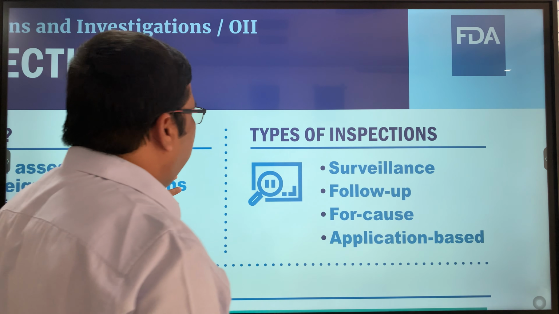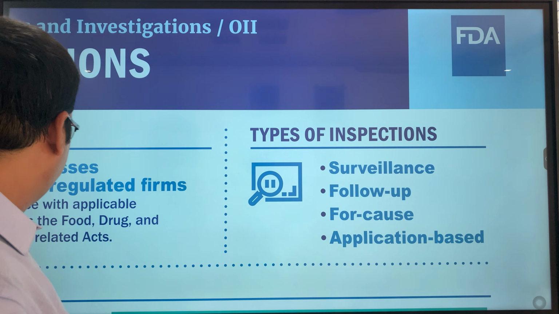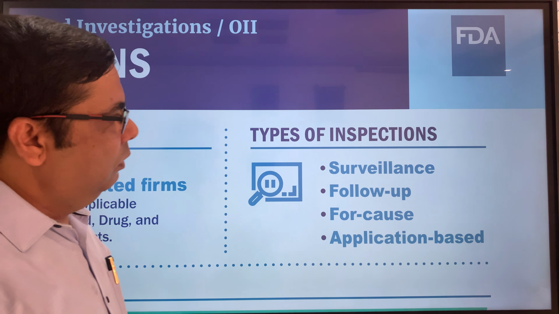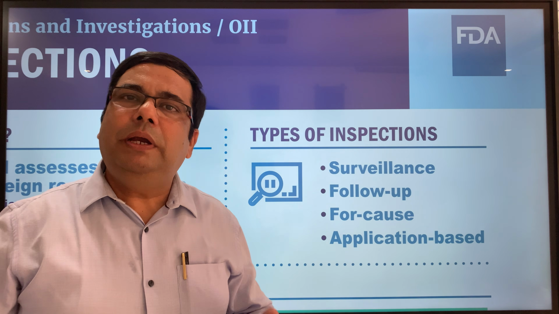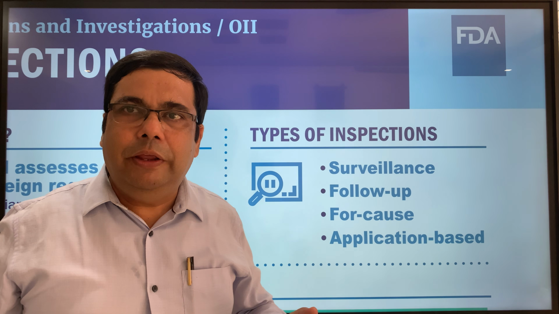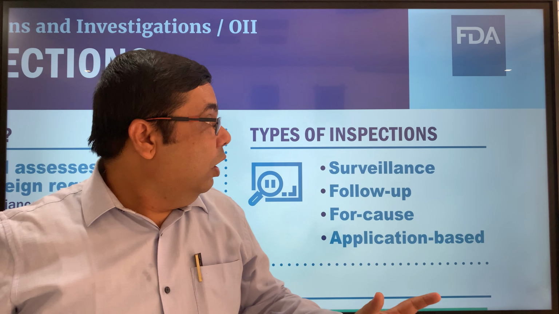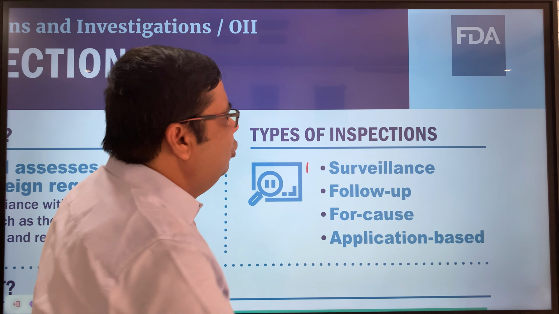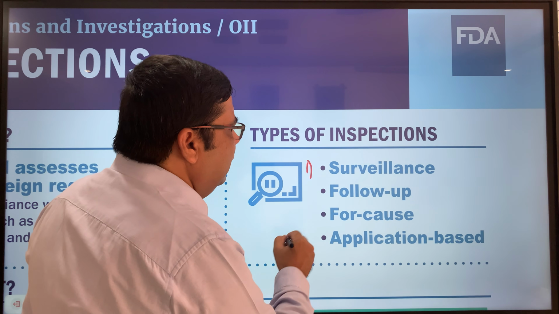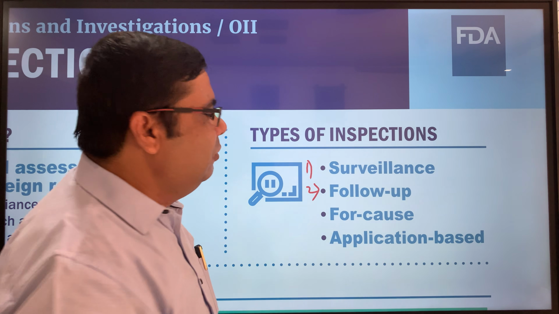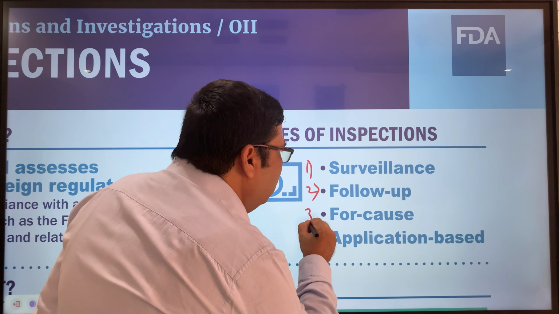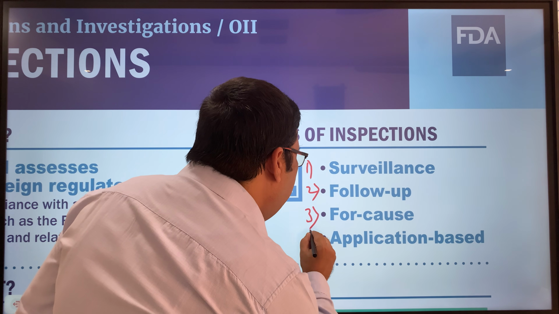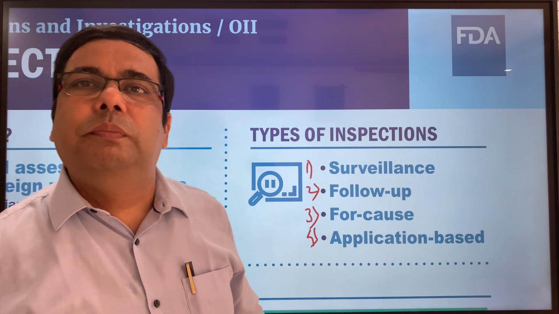Now, FDA has shared the different types of inspections. What are the different types of inspections? See, many people use multiple terminologies for the sake of business. But if you evaluate overall, there are only 4 types of inspections. First is the surveillance inspection by the FDA. Second is the follow-up inspection. Third is the for-cause inspection. And fourth is the application-based inspection.